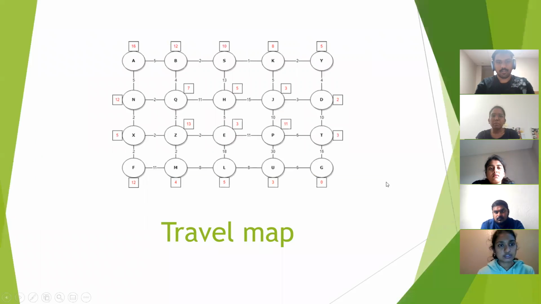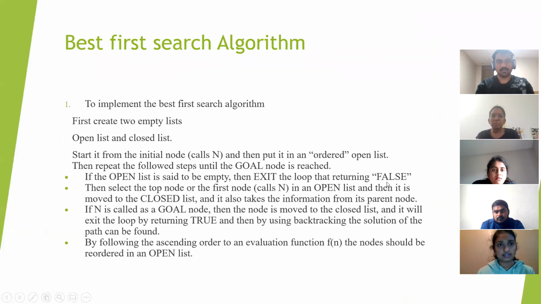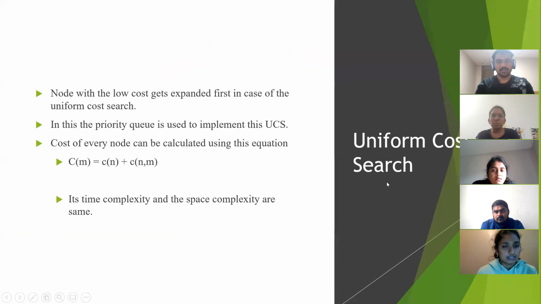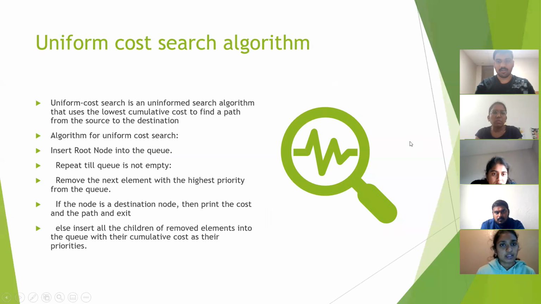Uniform cost search is implemented using a priority queue, and its time complexity and space complexity are the same. Next slide. The uniform cost search algorithm is carried out in the steps below.